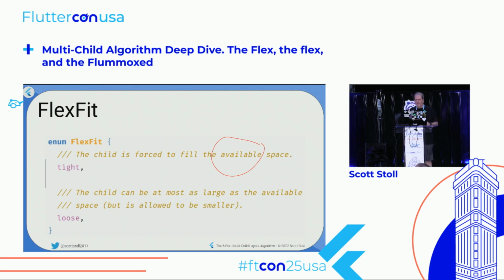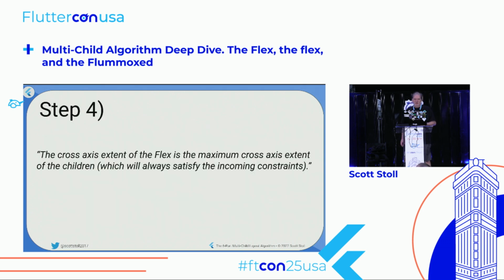So let's take a look at step 4. The cross-axis extent of the flex is the maximum cross-axis extent of the children, which will always satisfy the incoming constraints. See, I got that one done in one breath.